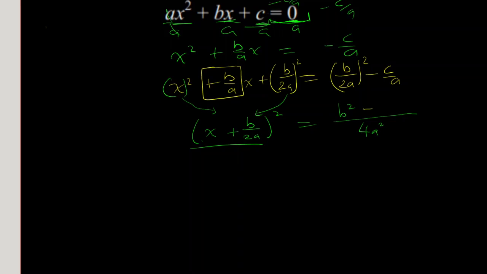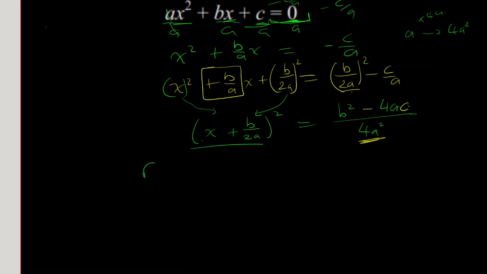What about the c? Well, it's still minus c, but in order for it to conform to this lowest common denominator, this 4a squared, we need to be careful and multiply that c by 4a as well, because to get from a to 4a squared we need to multiply by 4a, which we've done.